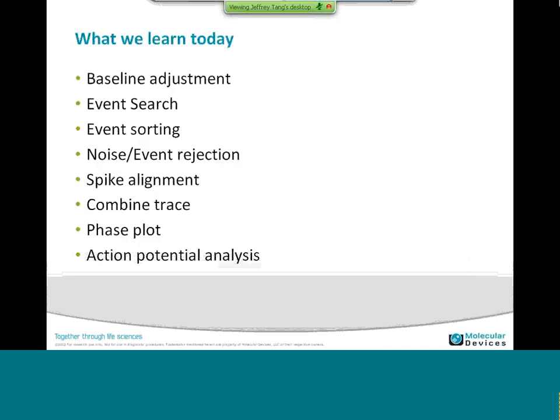What we learn today is baseline adjustment and event search, and we can isolate the events, and we can also reject unwanted noise and unwanted events. We can also align the spikes, combine traces from different files, and plot the phase plot. And of course, we can do the action potential measurements.